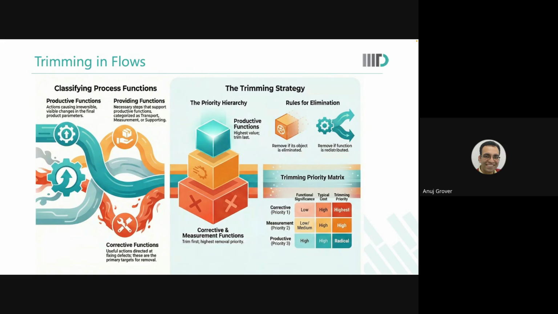I told you that you have to trim the corrective function, and you have identified it: I want to trim this function. What does trimming mean? Trimming means that this function, the work should be done, but this function should not be required. The separate step should not be required, but work should still be done. It means something else needs to be assigned that activity.